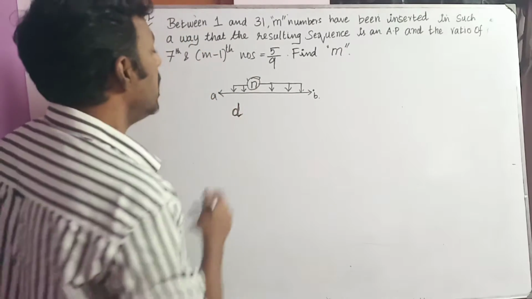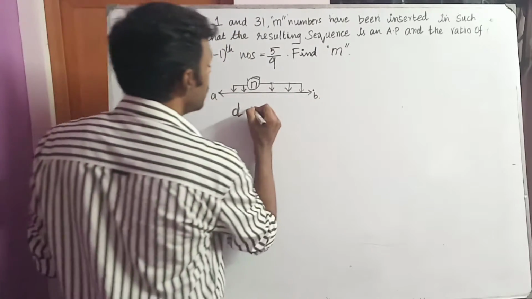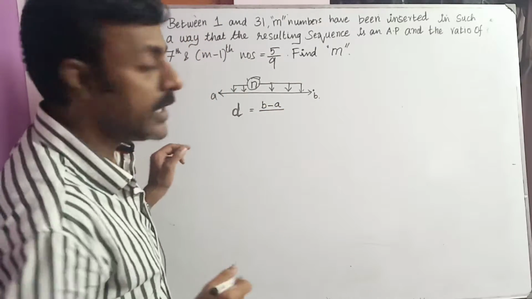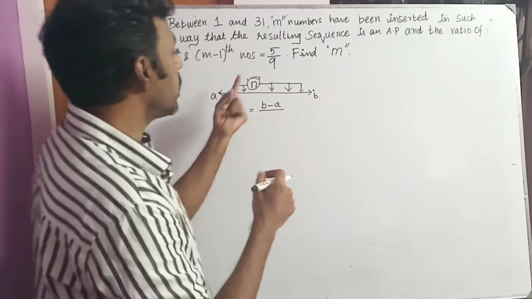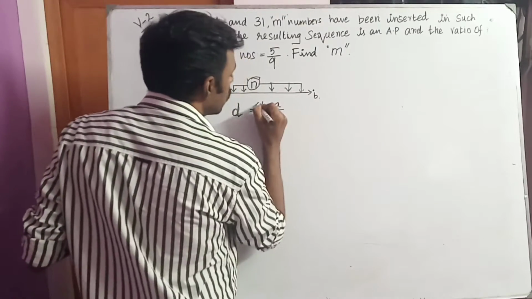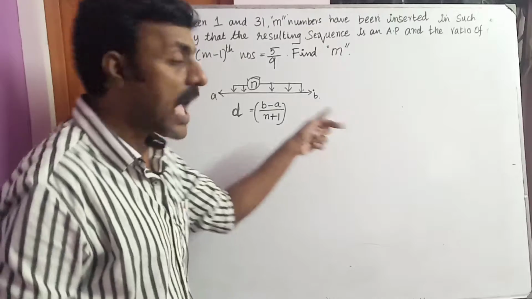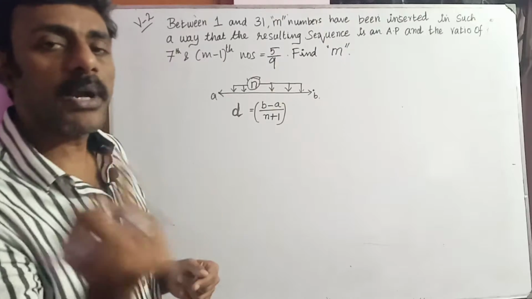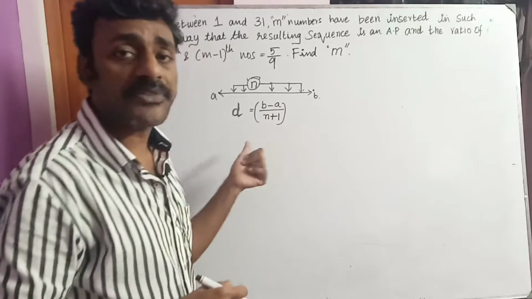So small d is nothing but the difference between B and A, divided by the number of terms inserted, n, which you need to increment by 1. So d equals (B minus A) divided by (n plus 1). The common difference is the difference between the last term and the first term, divided by n plus 1. This is the general expression for the common difference.